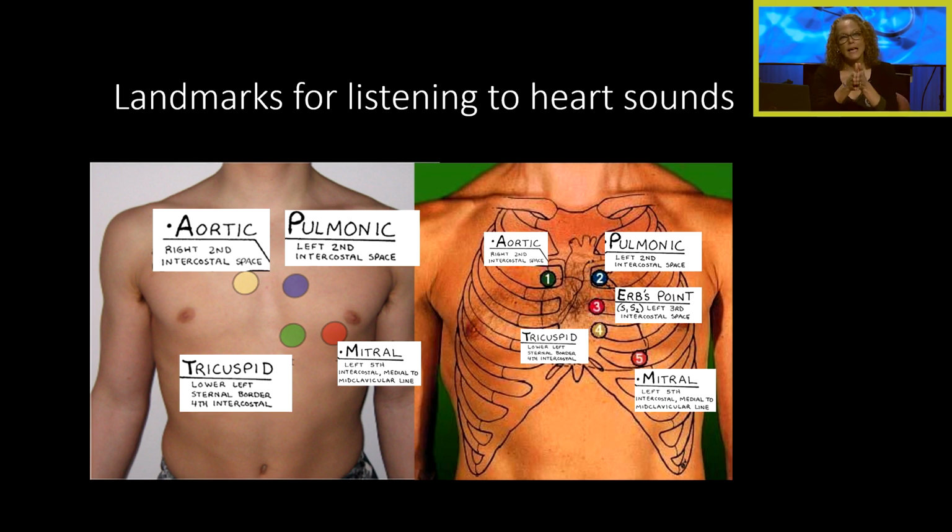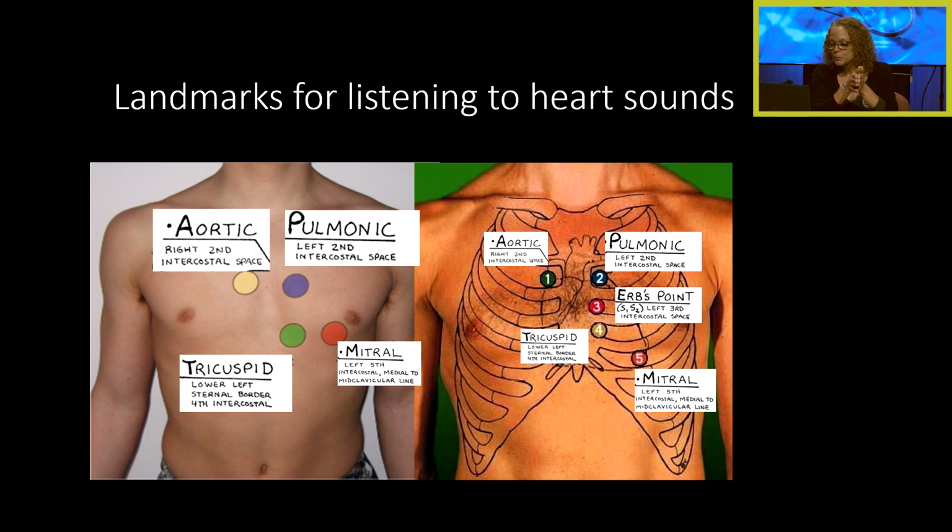You can see that the aortic is in the second intercostal space, right? And that's to the opposite side of the sternum of where the heart is located, right? So the heart is located on the left side. We can see the pulmonic valve over the left second intercostal space, and that's going to be on the left side.